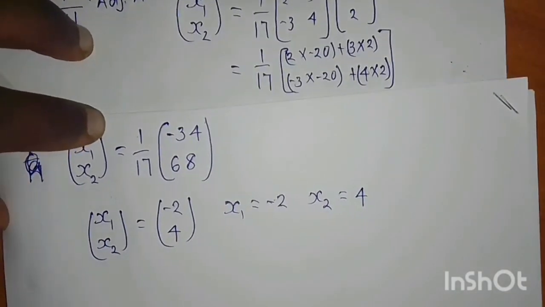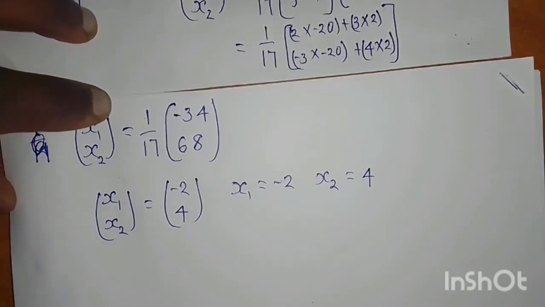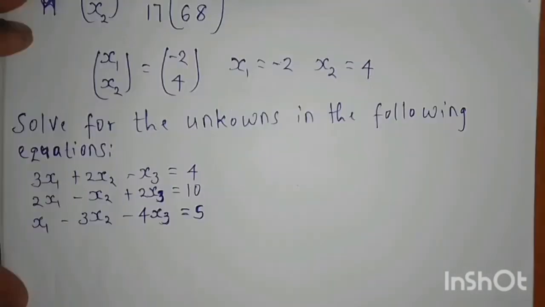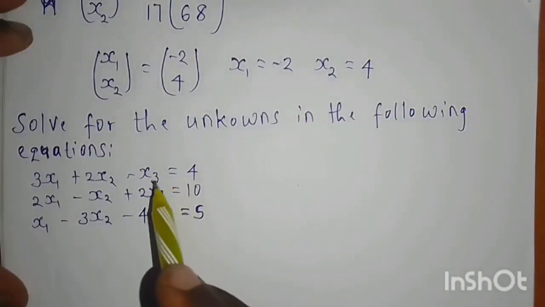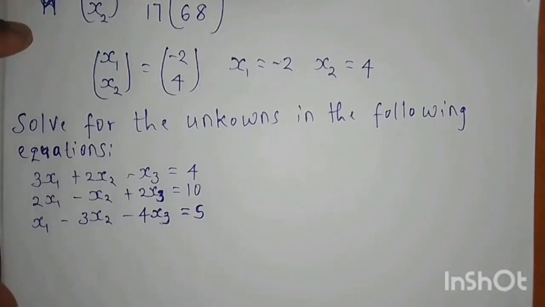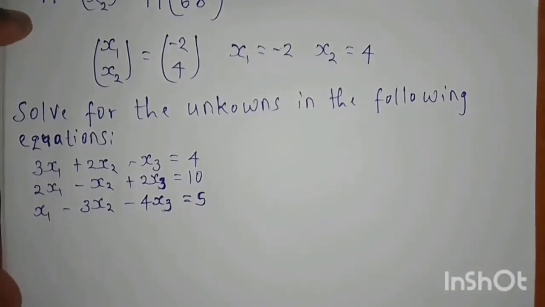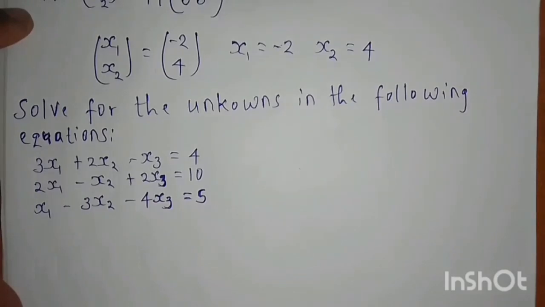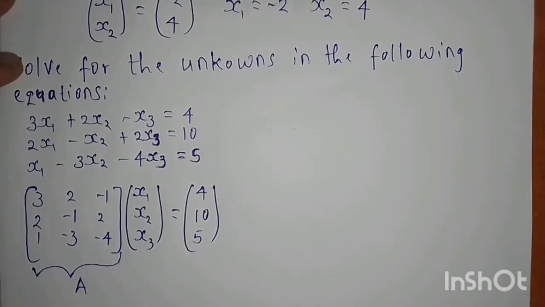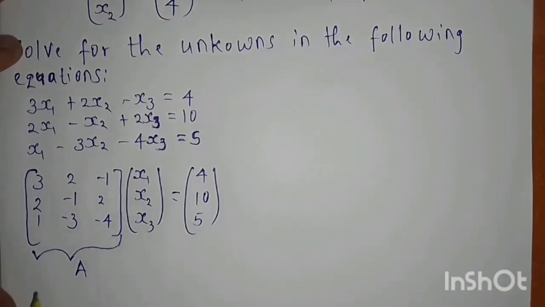Let us now consider a system of 3 linear equations. You are given these equations and you are asked to find the unknowns. Here also, the first step is to represent them in matrix form. That is here. Let this be our matrix A. Therefore we can simplify this equation.